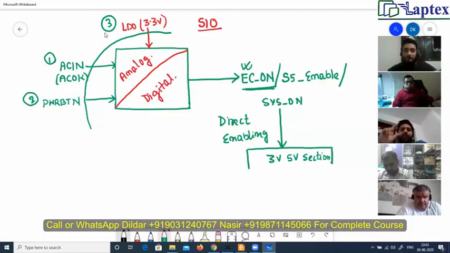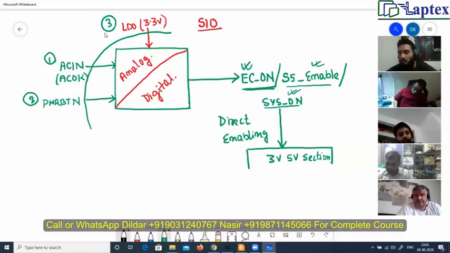Sir, you have written SIO is generating EC on S5 enable, right? But under it you have written sys on direct enabling. So what does that mean? Can you please explain? I have put a slash mark here. These three are the same. It's all the same names. This could be a different name in different boards. Sometimes sys on doesn't mean that it is not EC on. It is also an EC on. That's an output of an SIO. These are the outputs of an SIO.